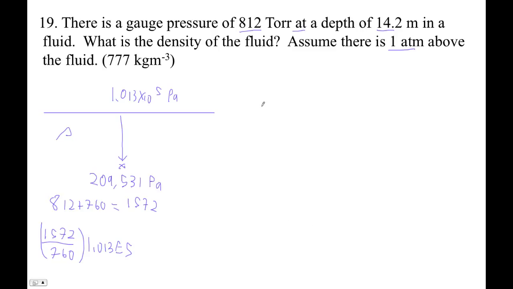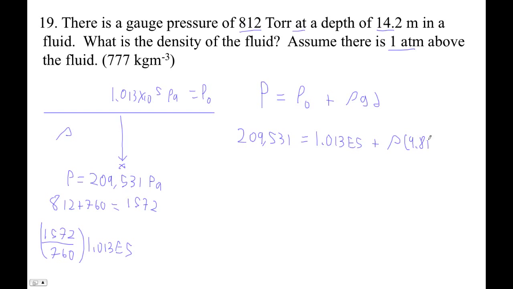Now we can use our pressure formula, right? So pressure is pressure above the fluid, and this is our pressure, plus rho g d. I like how they end in GD. So 209,531 equals 1.013 E5 plus the density we don't know times 9.81 times 14.2, right? There's our equation there.